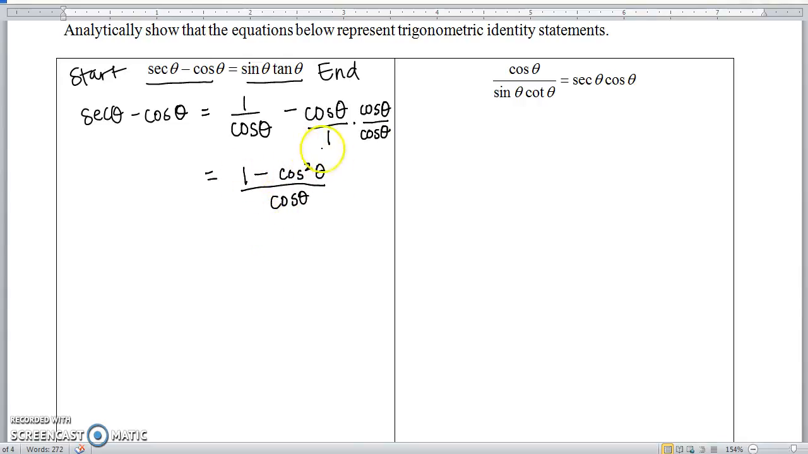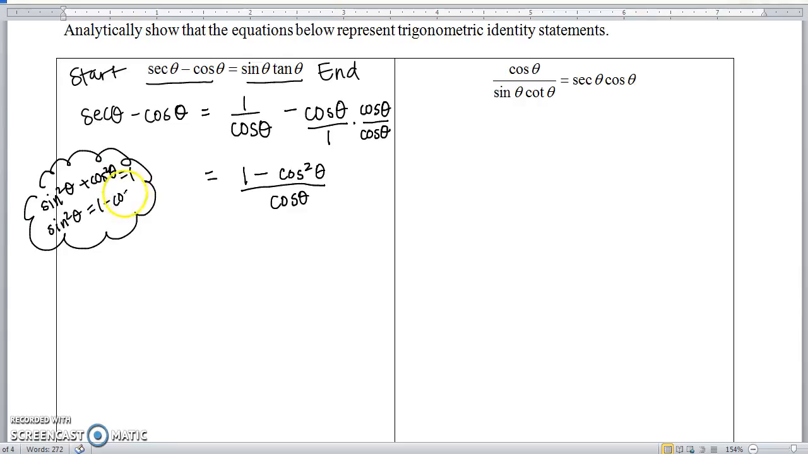Now hopefully at this point the bells are going off in your head. 1 minus cosine squared theta is a very important identity. We remember, I'm just going to make a little note over here, sine squared theta plus cosine squared theta is equal to 1. That was our first Pythagorean identity. So to make it look more like what we have, we can subtract cosine squared from both sides, and we would get sine squared theta equals 1 minus cosine squared theta.